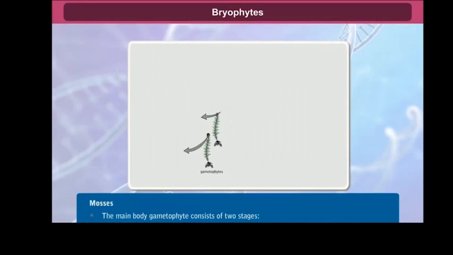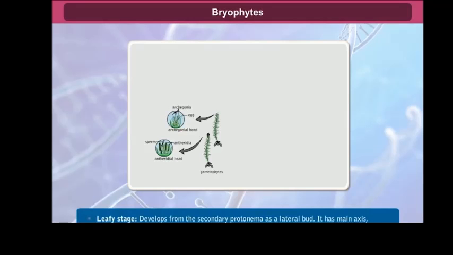Mosses. The main body gametophyte consists of 2 stages. Protonema, a creeping, green-branched thalloid structure that develops directly from the spore. Leafy stage develops from the secondary protonema as a lateral bud. It has main axis, spirally arranged leaves and rhizoids. This stage bears the sex organs.